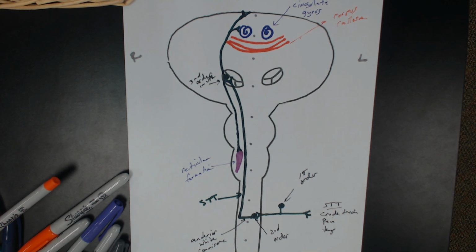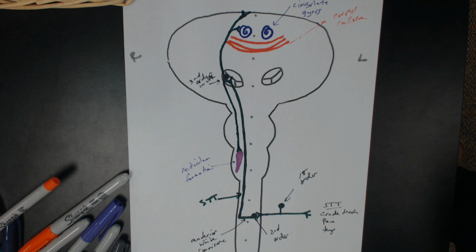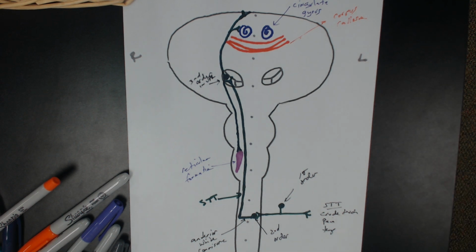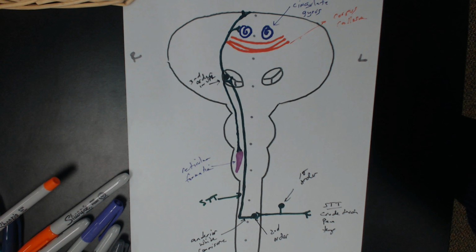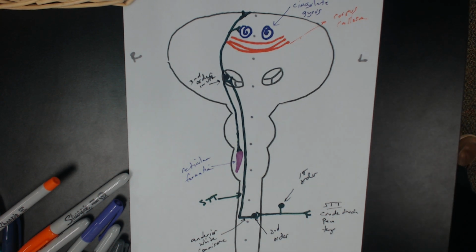Yes? Where's the nucleus? It's in the substantia gelatinosa, in the area of the substantia gelatinosa. It's in the dorsal gray horn of the spinal cord. The second order neuron resides in the dorsal gray horn of the spinal cord in the area that's known as substantia gelatinosa.